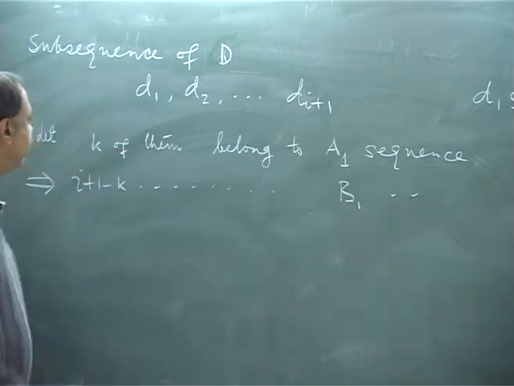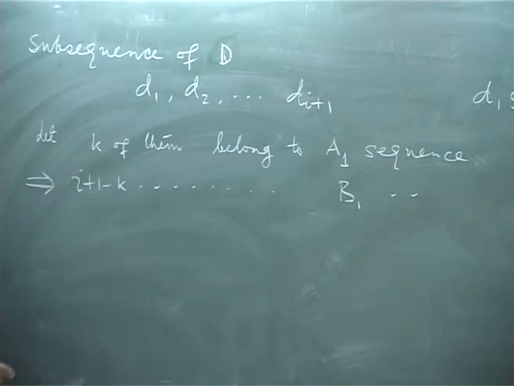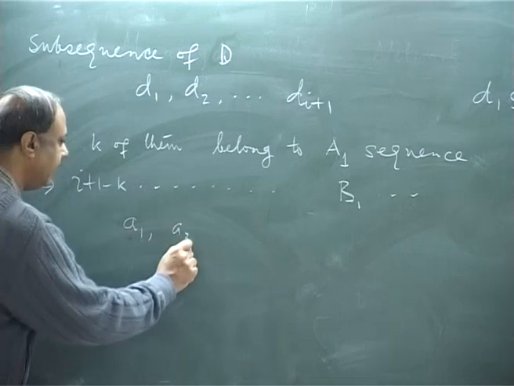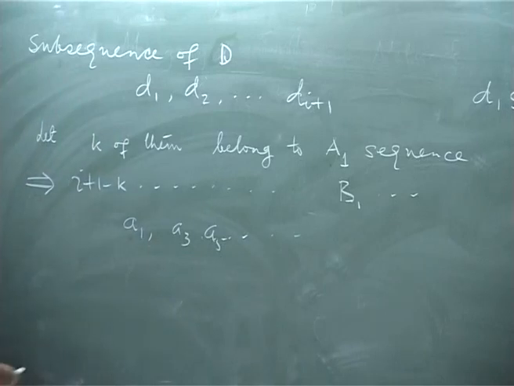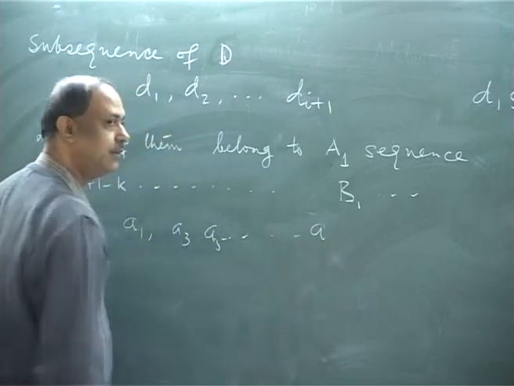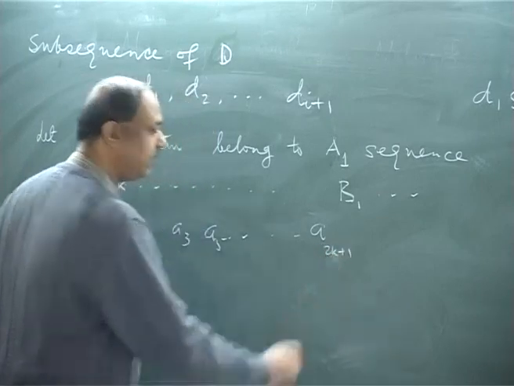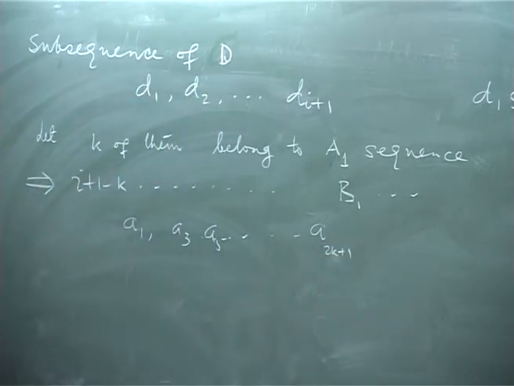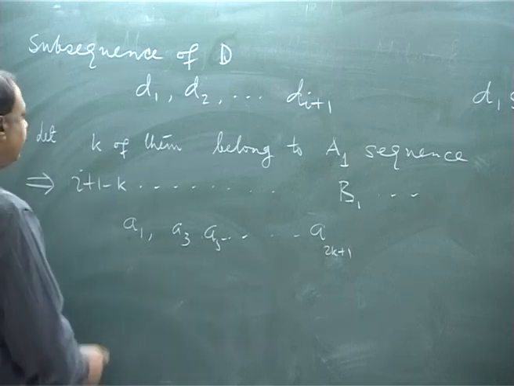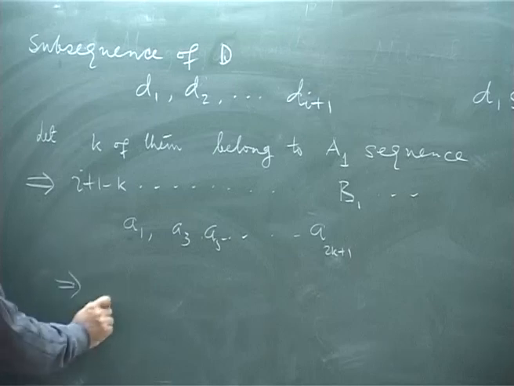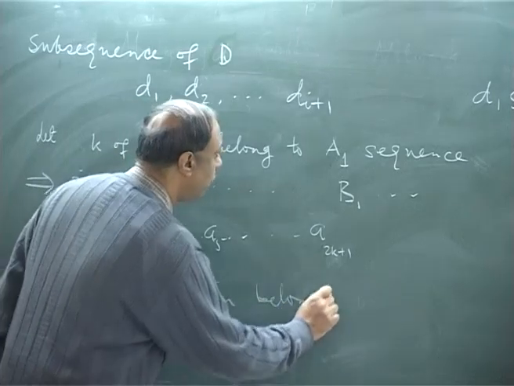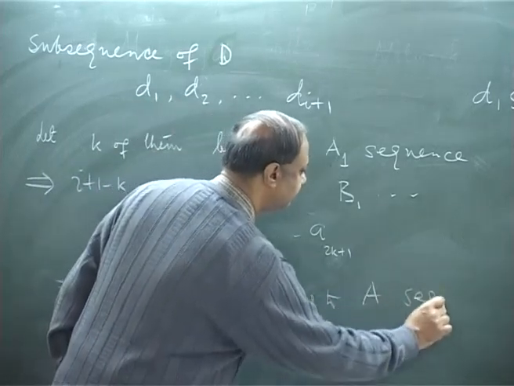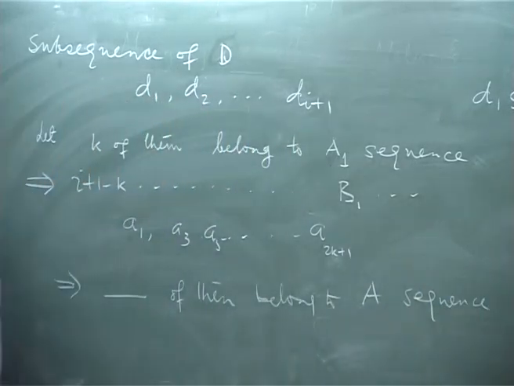Now, what does it mean? That K of them belong to the A1 sequence means that A1, A3, A5 and so on. And you got, what is the index of this? 2k plus 1. Is it okay? If it is the case, then can I write how many of them belong to the original A sequence? Original A sequence. What should be the number here?